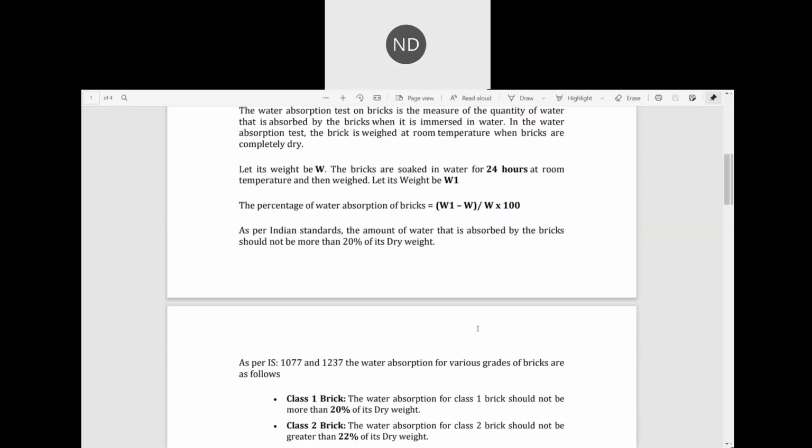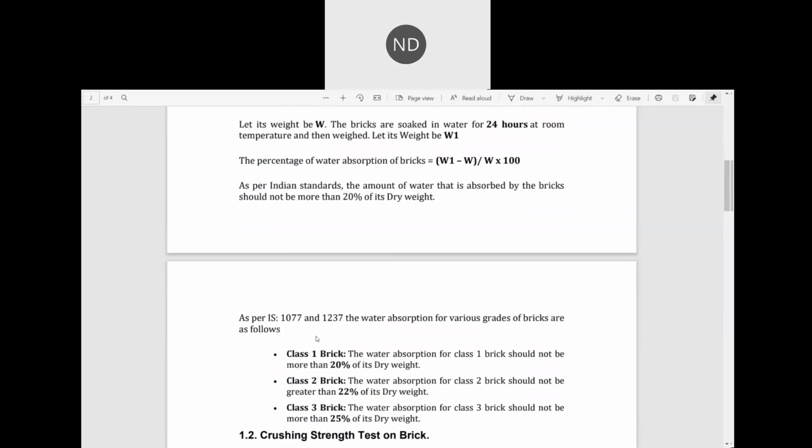Okay, so based on the Indian standards IS 1077 and 1237, the water absorption for various grades of bricks is as follows. First class brick: the water absorption for a first class brick should not be more than 20% of its dry weight. When your brick can absorb less than 20% of water, that means it is a very good brick because it does not absorb much water.